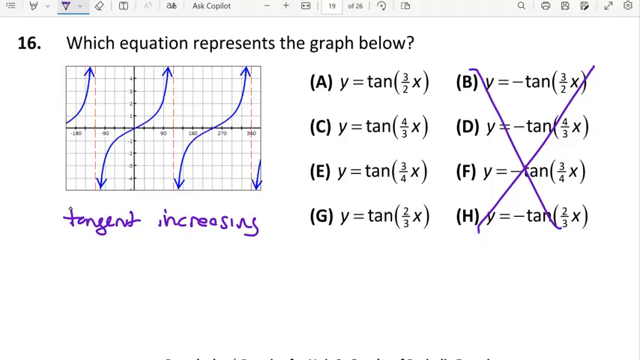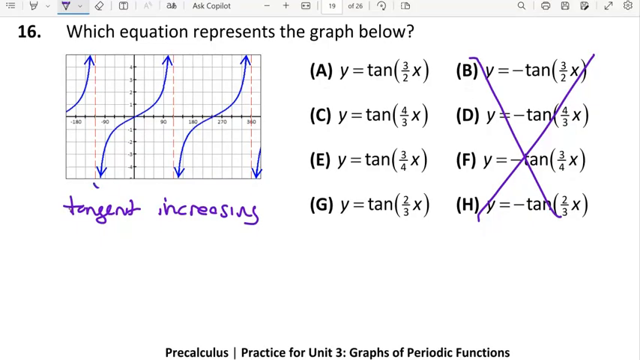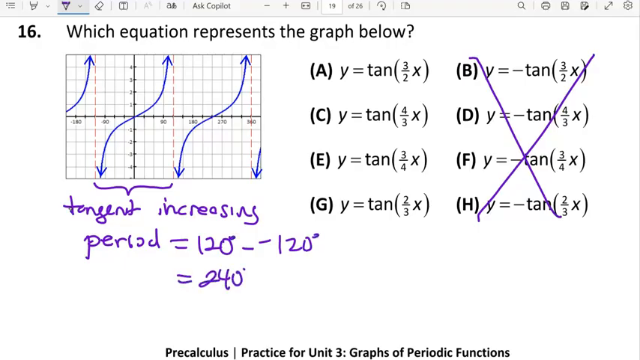That rules the period. So the period of this function is the distance between the asymptotes, and the cycle begins at -120 and ends at +120. So the period here of this graph is +120 minus -120, so that's going to be 240 degrees. The period of a tangent function is 180 divided by b. That's equal to 240 degrees.